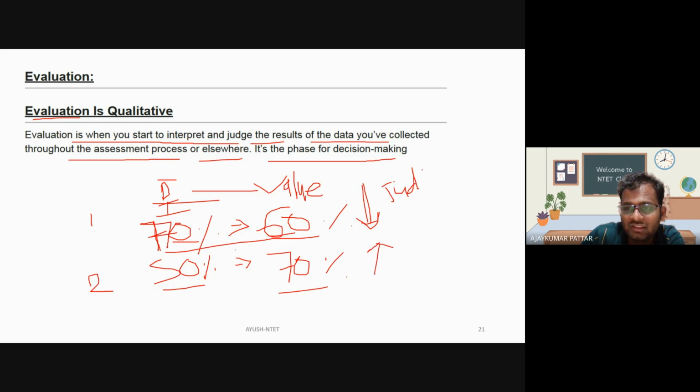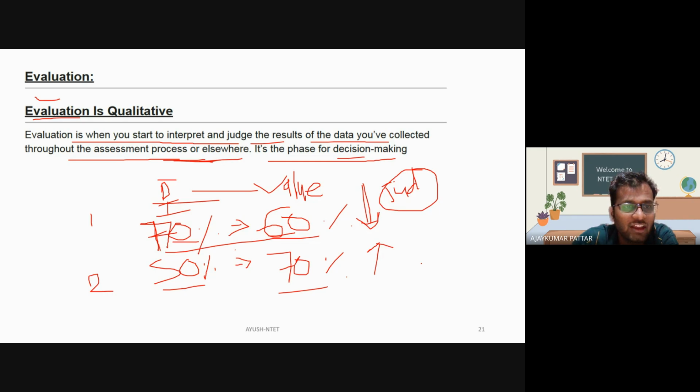Giving this type of judgments, decision, that is called the evaluation. But evaluation depends on that assessment and measurement. Without that thing we can't evaluate. We can't give the value, we can't give the judgment. That is the evaluation. So all of you understood this concept.